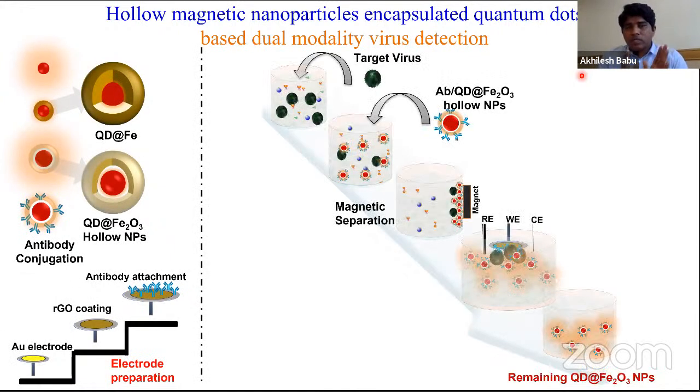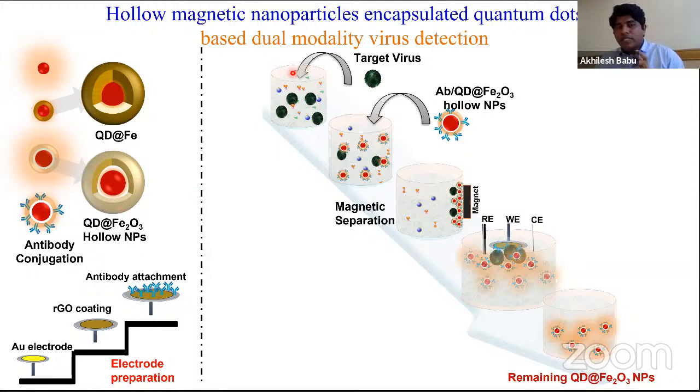Coming to the methodology, first, for the prepared nanoparticles, we have conjugated the antibody initially. This is the first step. Then we have also taken a gold electrode on which RGO was deposited and antibody was coated. So these were the two precursors which have been prepared for sensing. This antibody, which is coated on the surface of either the nanoparticles or the RGO electrode, is specific to the virus which needs to be detected.